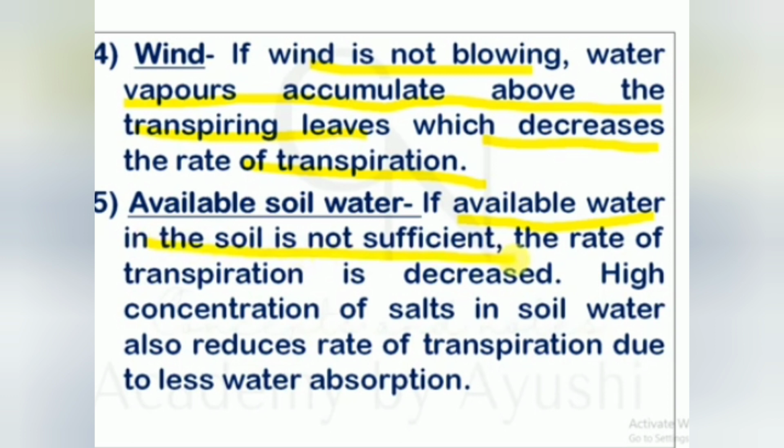Sunlight. In daylight, the stomata of the leaves are open. This allows the water vapor from the leaves to diffuse out into the atmosphere. At night, when the stomata close, transpiration is greatly reduced.